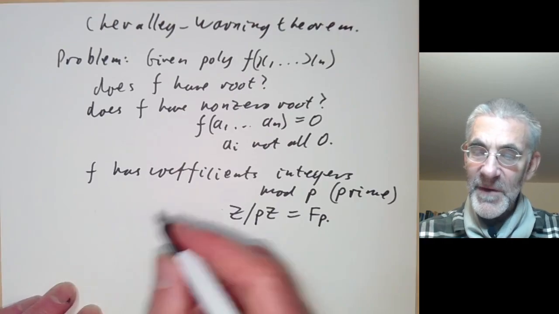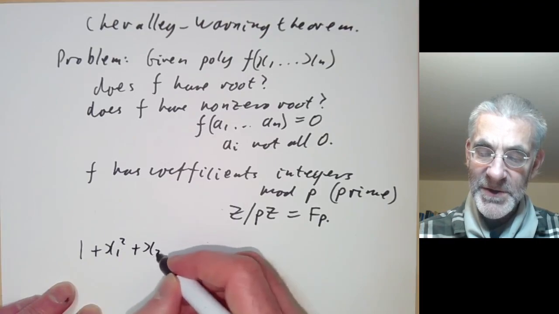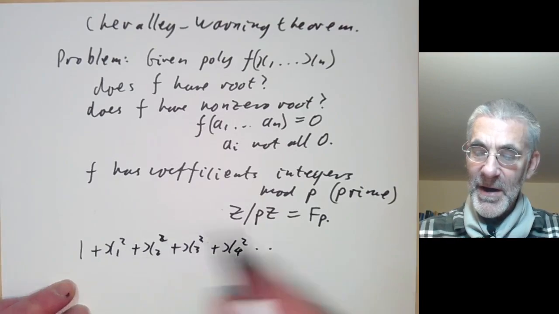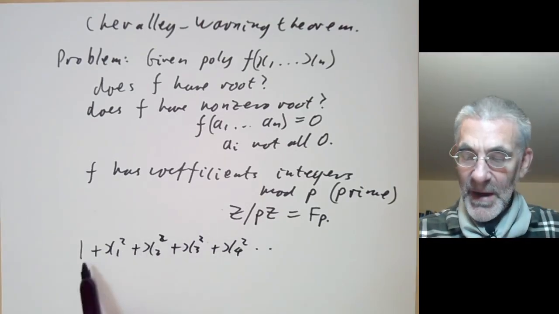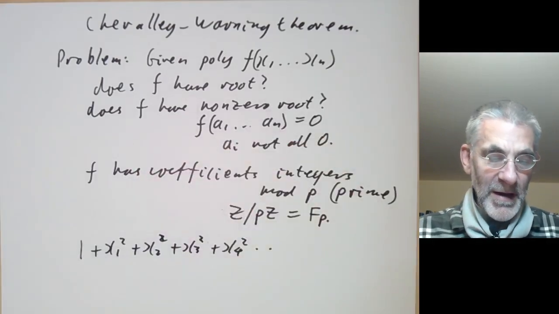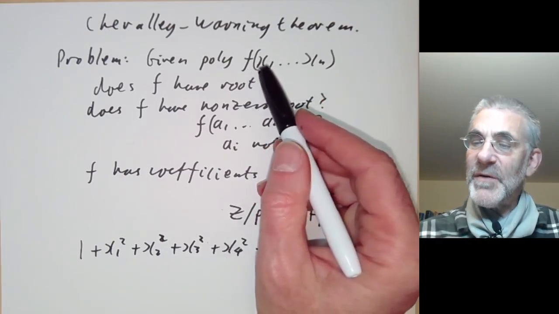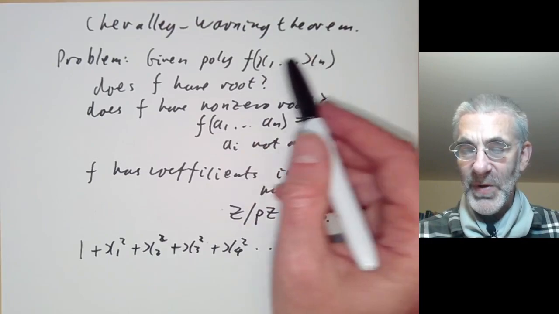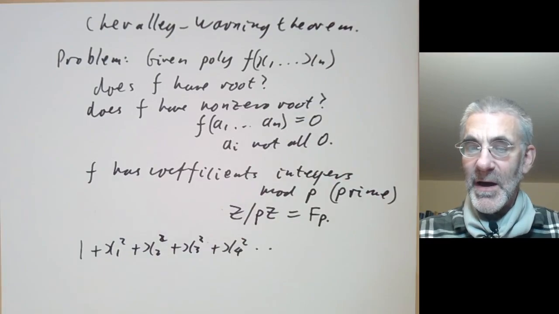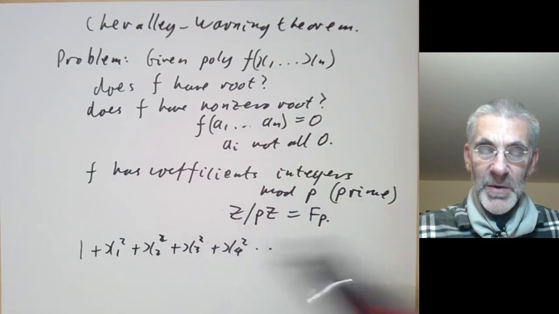Notice, by the way, that over the reals there's nothing like this, because if we take a polynomial like 1 plus x1 squared plus x2 squared plus x3 squared plus x4 squared and so on, then no matter how many variables we add, it's not going to have roots. So the idea is that a polynomial is more likely to have roots if you have more variables. That's pretty obvious. The more variables you have, the more chance there is of having a root. In particular, if the number of variables is large compared to the degree, then you expect roots.